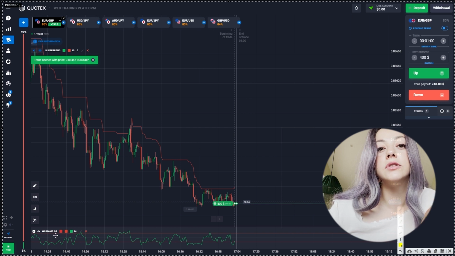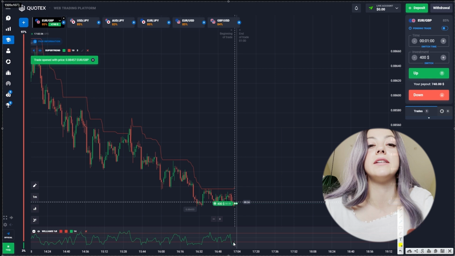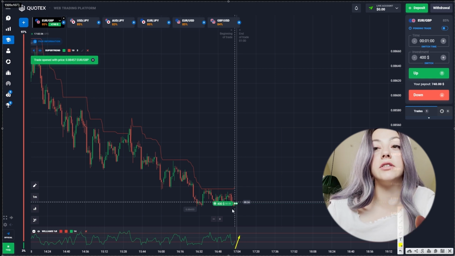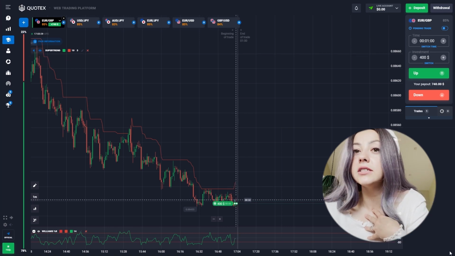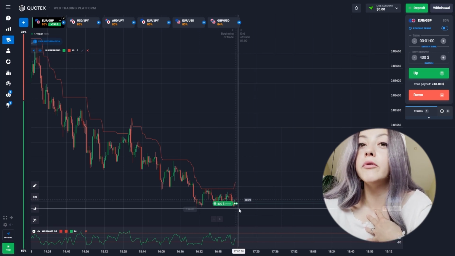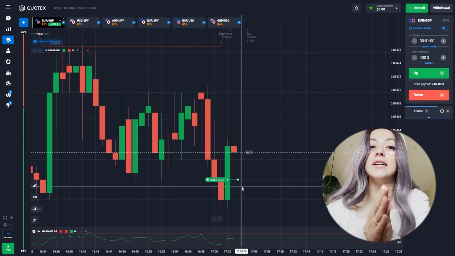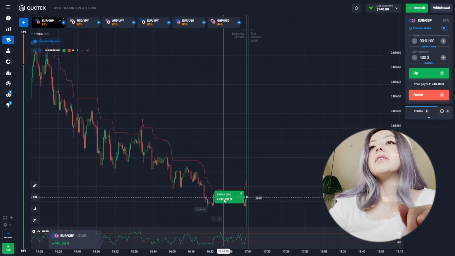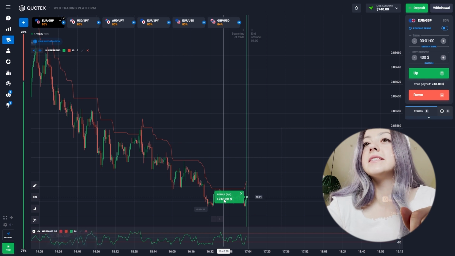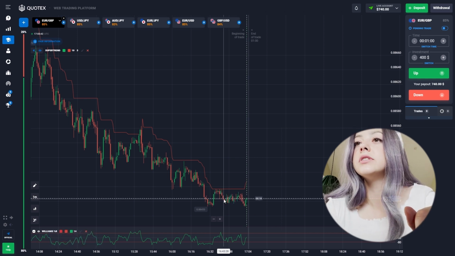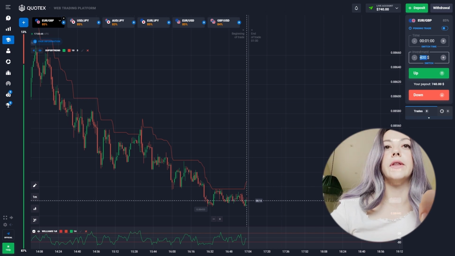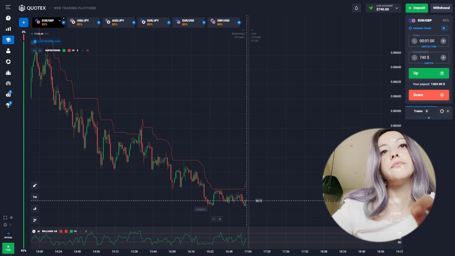So according to Williams, we are at our sell zone, which confirms that my prognosis was correct. So we are above our entrance spot, which feels really nice. And yes, this deal closed at profit. So our balance is 740. So let's increase our investment, and let's go to the next currency pair.